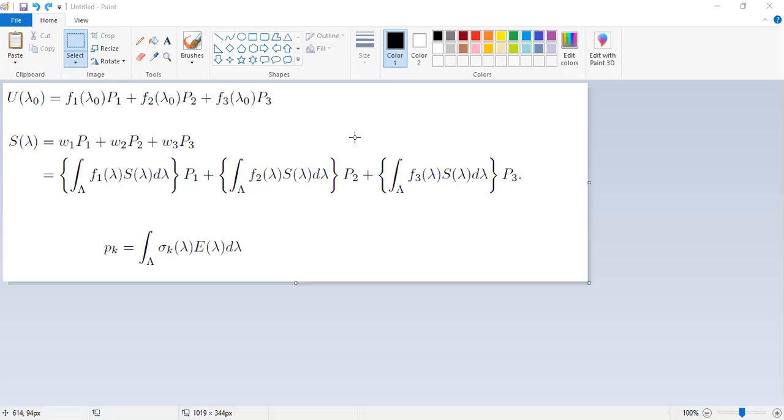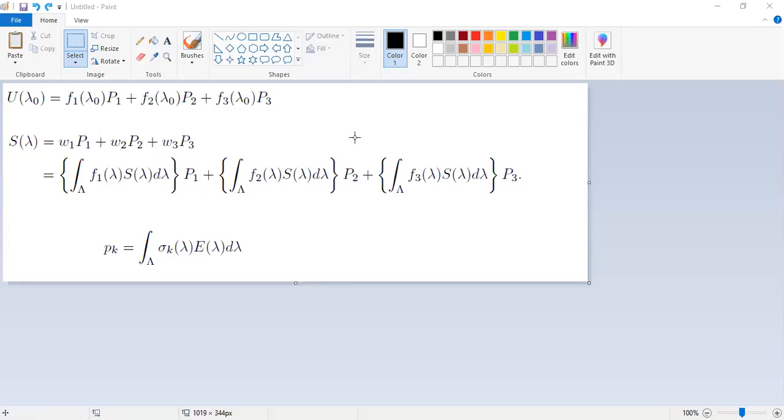Right. So this is what we are discussing now. U of lambda naught equals f1 lambda naught p1 plus f2 lambda naught p2 plus f3 lambda naught p3. So f1, f2, f3 are the weights which are required for us to generate or match the test light, right?